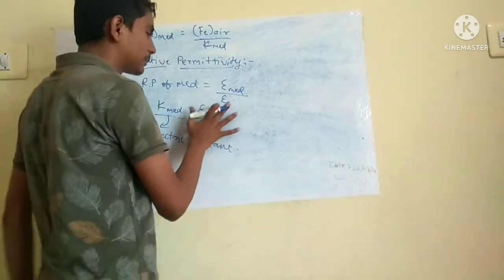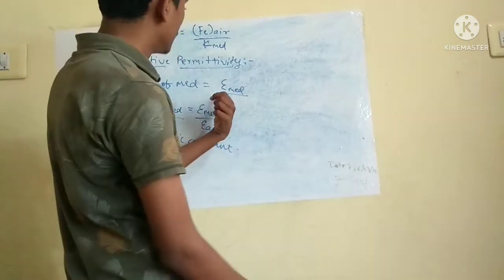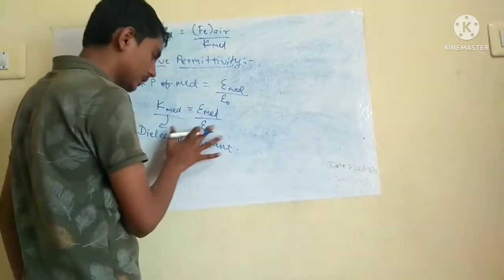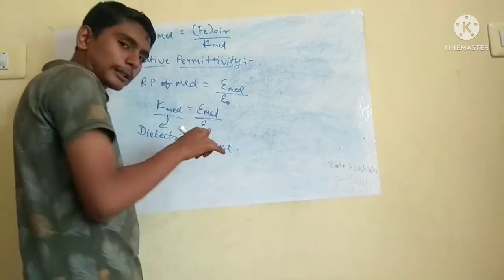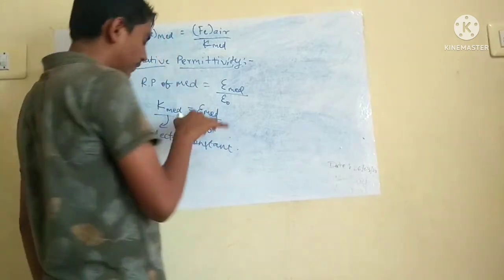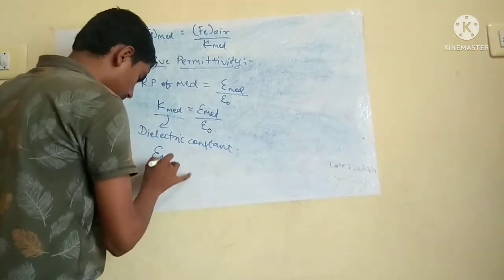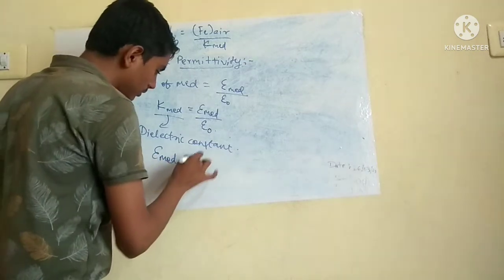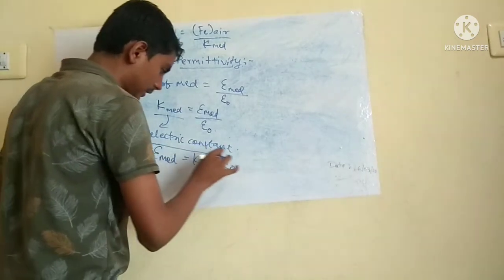Now bring this epsilon here, which can be denoted as epsilon naught. This symbol is called epsilon naught. This can be denoted as epsilon naught because it is taken as the reference for all mediums. Take this epsilon naught here, you will get like this: epsilon medium is equal to K of medium into epsilon naught. You will get this relation now.